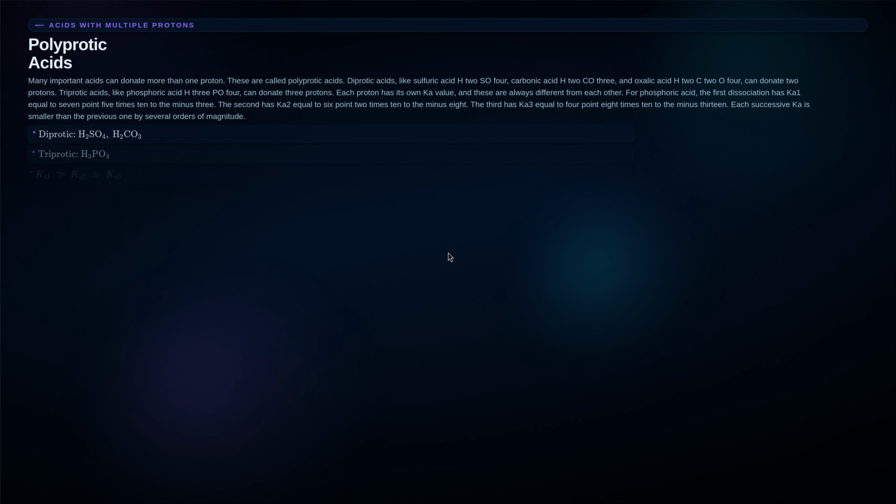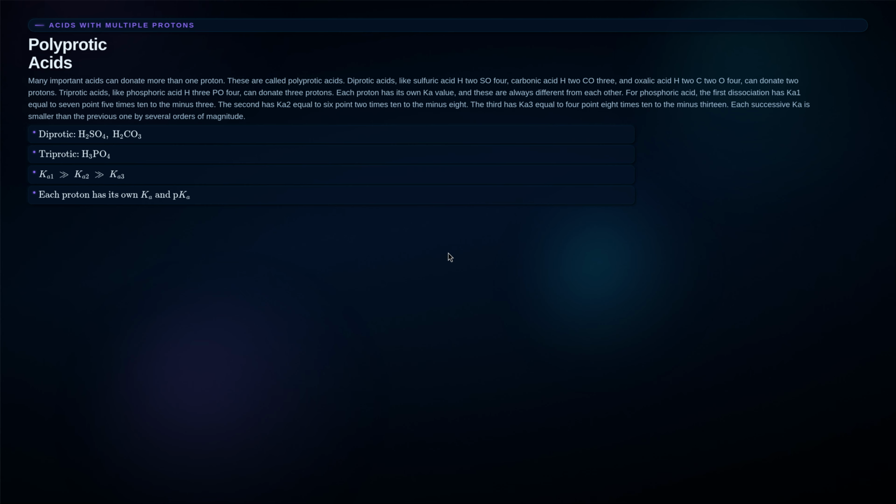Many important acids can donate more than one proton. These are called polyprotic acids. Diprotic acids, like sulfuric acid H2SO4, carbonic acid H2CO3, and oxalic acid H2C2O4, can donate 2 protons. Triprotic acids, like phosphoric acid H3PO4, can donate 3 protons.